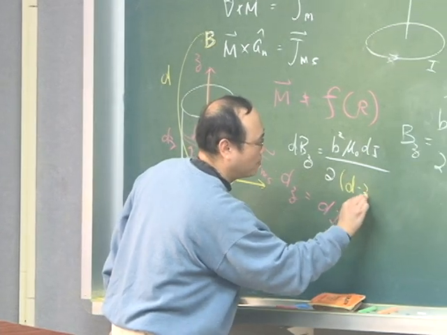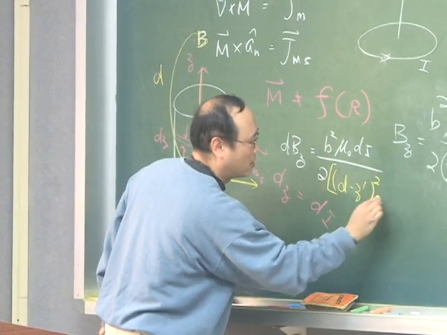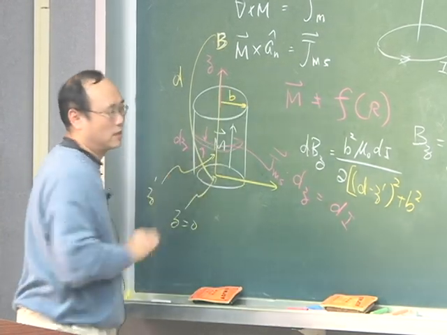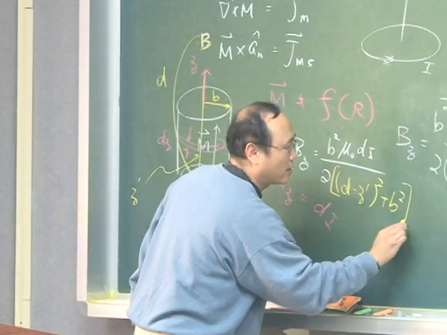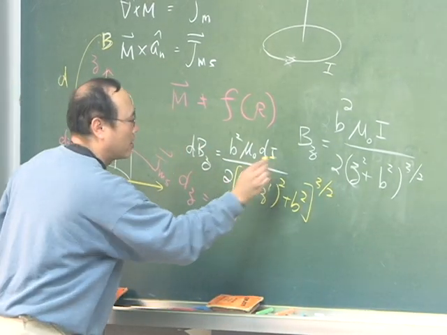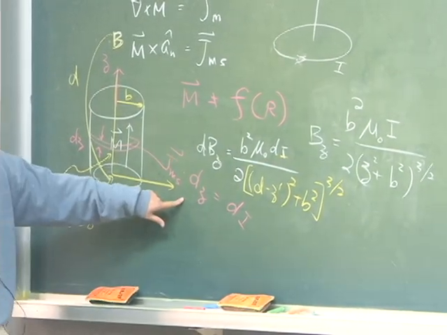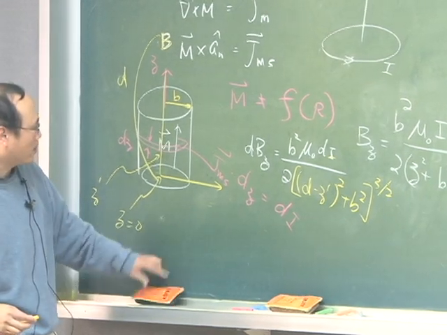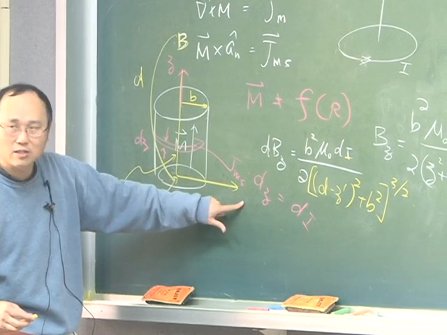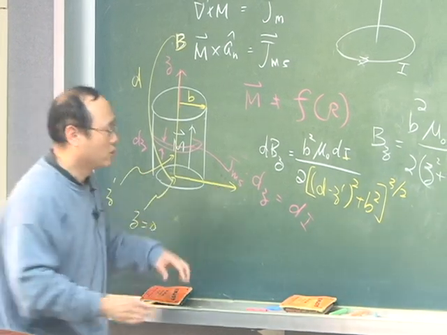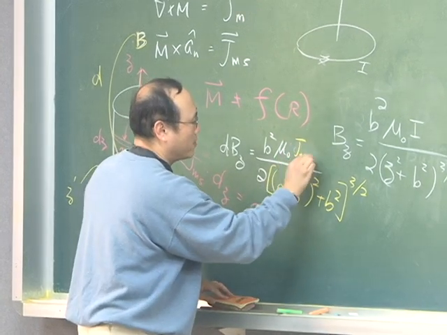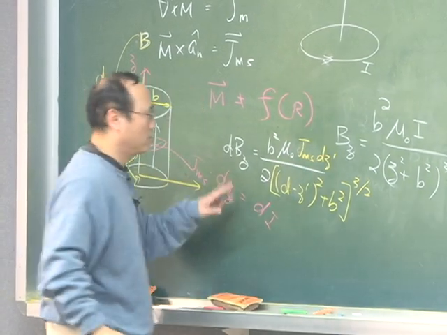So I have D minus D prime square cross B squared. Suppose that the radius of this is B. Okay, and then again, this is 3/2. And this dI is right here. You know that your surface current is this big, JMS. Okay, so you just replace this as JMS dz prime. Do this integration.